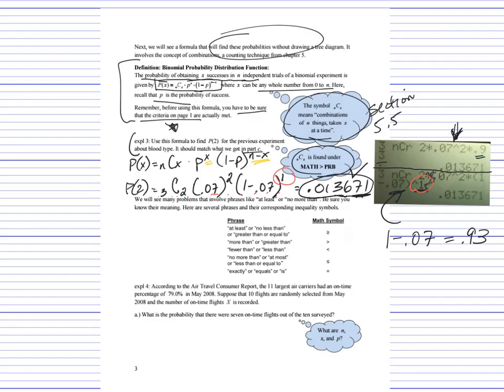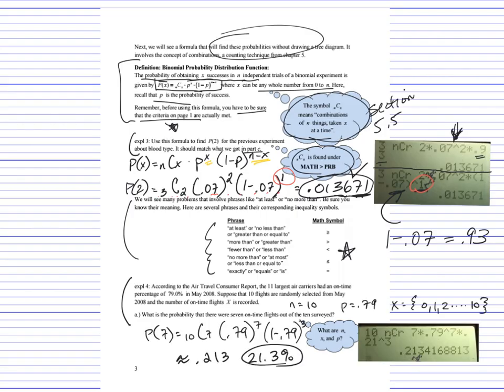on the last page. Now, you will see many problems that involve "at least" or "no more than." You've got to know what those mean. I did include some math symbols and some popular phrases they like to use in case you need to review that. Let's look at number 4. Go ahead and do number 4A and pause me down, and then we'll get back together.